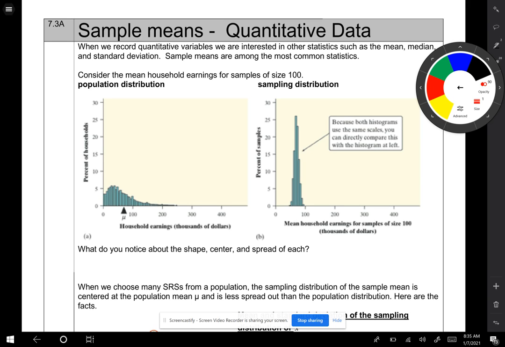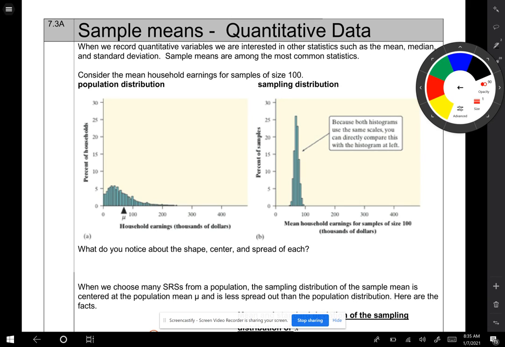Hello, AP Stat students. Previously, we've talked about sample proportions using categorical data. Now we are going to talk about sample means with quantitative data. When we record quantitative variables, we are interested in other statistics, such as the mean, median, and standard deviation. Sample means are among the most common statistics. Let's take a look at the mean household earnings for samples of size 100.